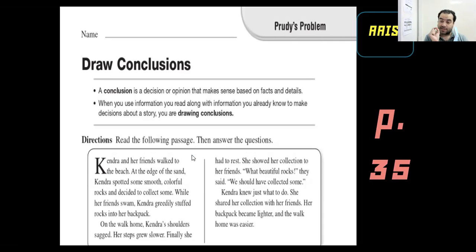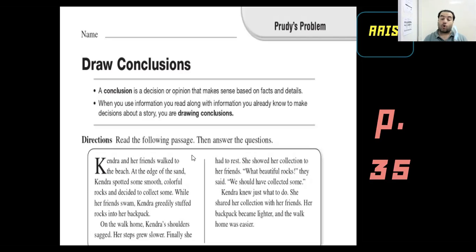And here there is a very important piece of information. Kendra greedily stuffed rocks into her backpack. If you stop at this sentence, you're going to say that stuffed means that she put too much in her backpack. So I draw a conclusion saying, okay, now her backpack is heavy somehow. And Kendra, as a girl, when she's going to carry her backpack, maybe she can't go on carrying it because it's heavy. I'm just using the information and making guesses or conclusions, as we said.